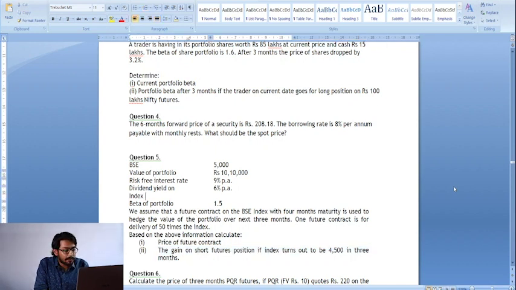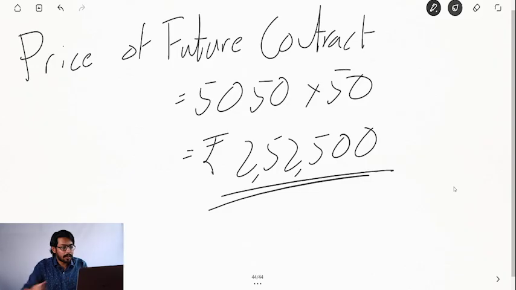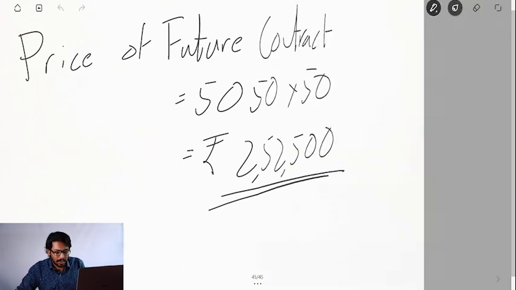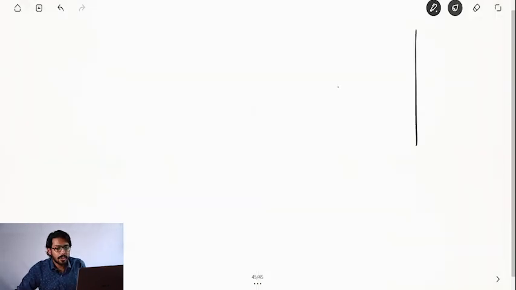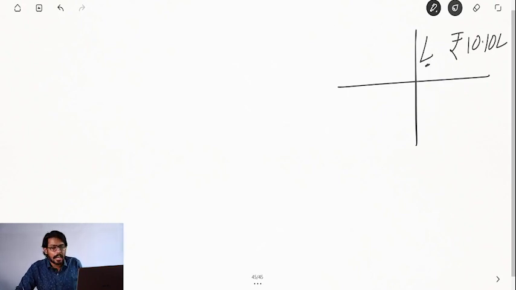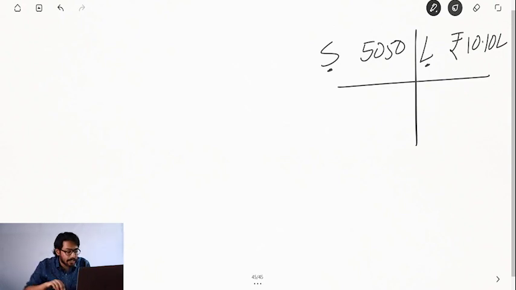See, you have a portfolio. You are invested in a portfolio of 10,10,000. You are long on a portfolio of rupees 10,10,000. Since you are long in the cash market, obviously you will be short in the futures market. You have sold futures. When do you sell futures? You sold futures today when the price is 5050.